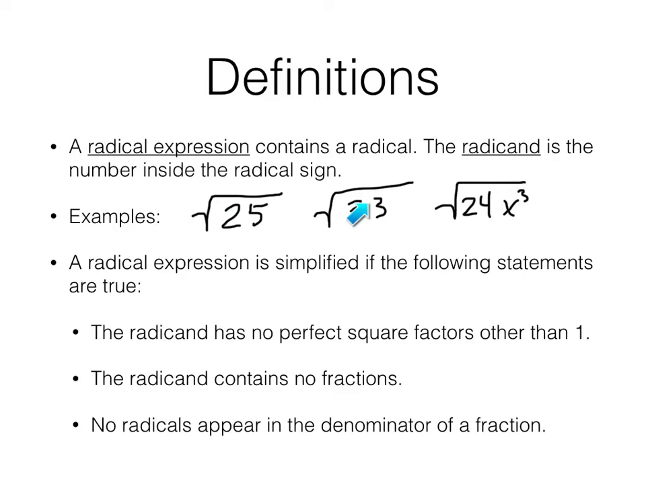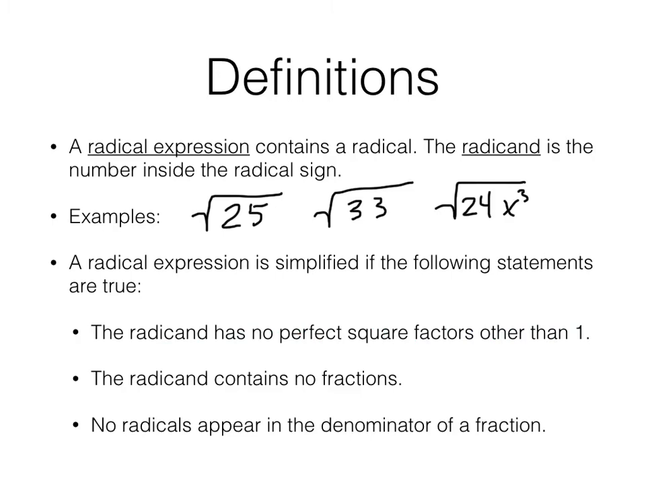Square root of 33 is simplified, because nothing that's a factor of 33 is a perfect square. The radicand contains no fractions, so you can't have a fraction underneath the radical sign either. And finally, no radicals appear in the denominator of a fraction. We're going to deal with the second and third stipulations in the next video. Today we're just going to stick to the radical having no perfect square factors other than 1.